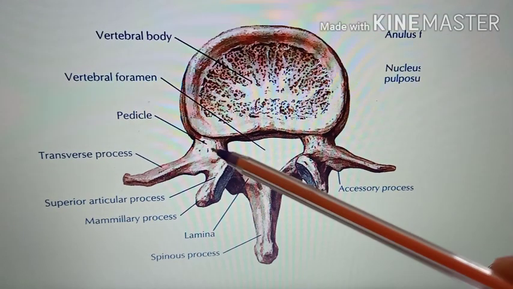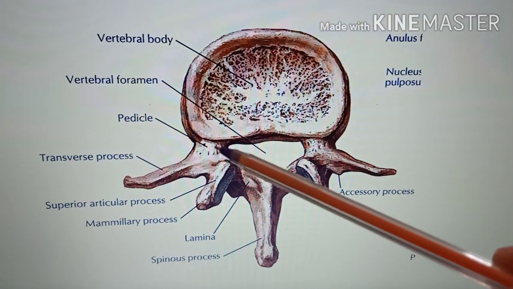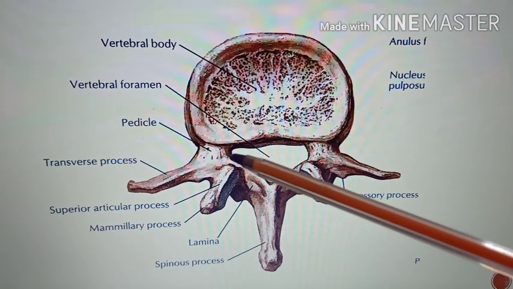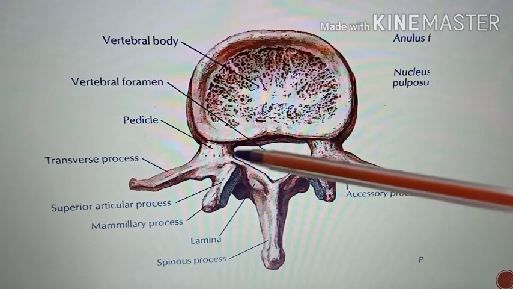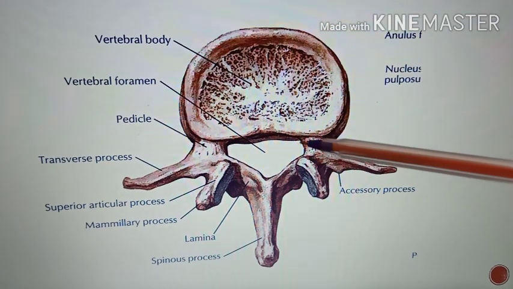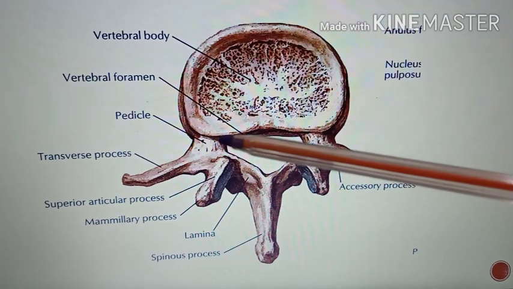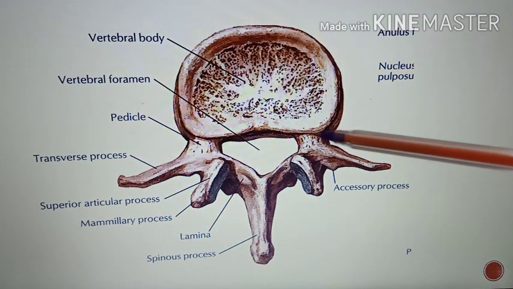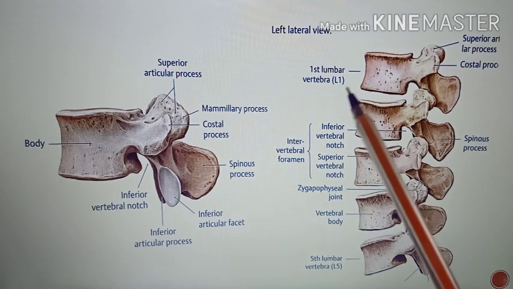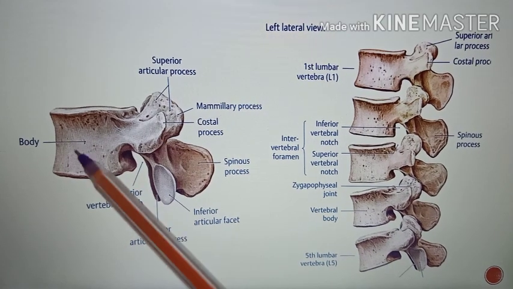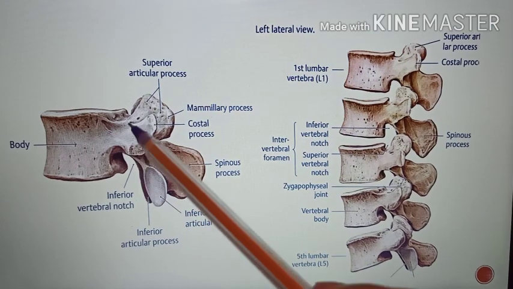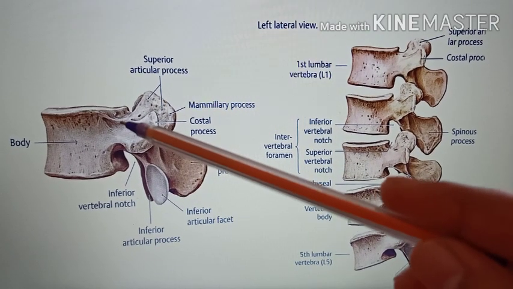Now coming to the pedicle. So what you are seeing here, these are the pedicles. They are short and very strong. They project backwards from the upper part of the body. So from the upper part of the body, what is projecting backwards? They are the pedicles. In this slide, this is the lateral view. You can see this is the body. So these are the pedicles which are projecting backwards from the upper part of the body.